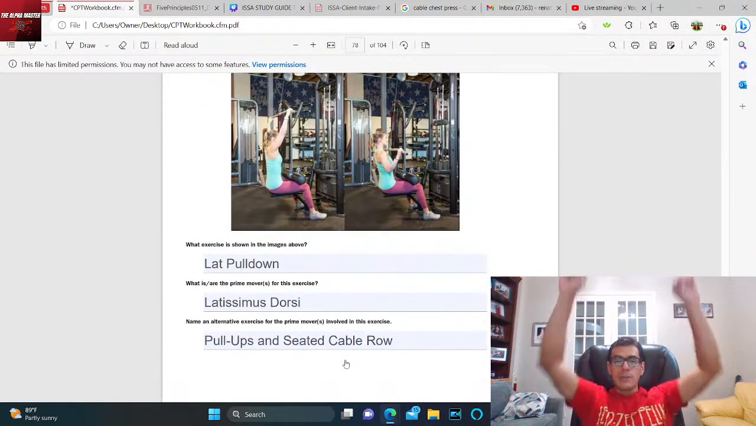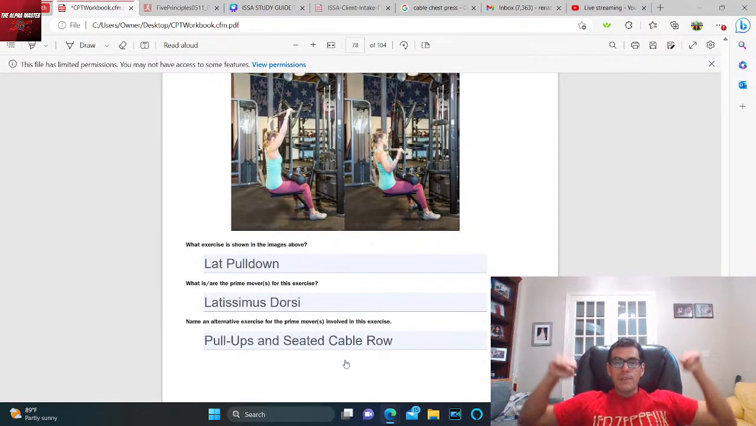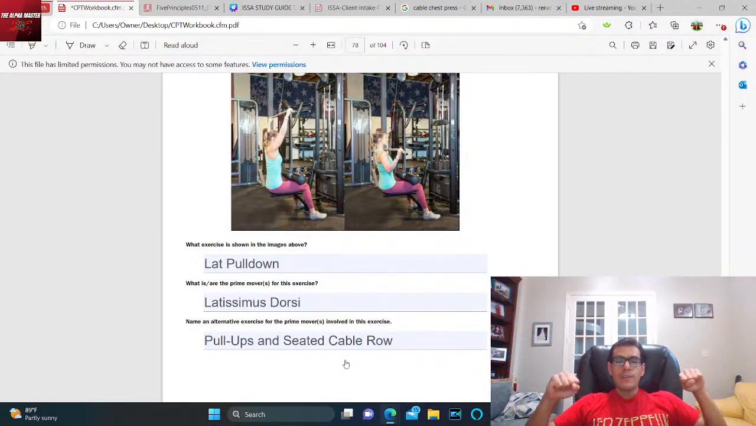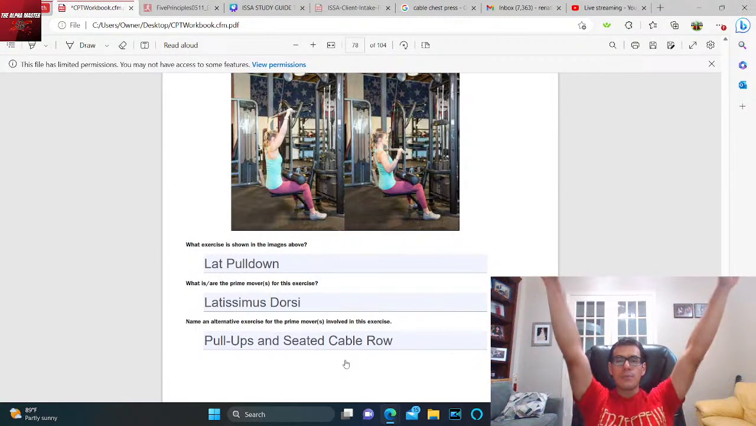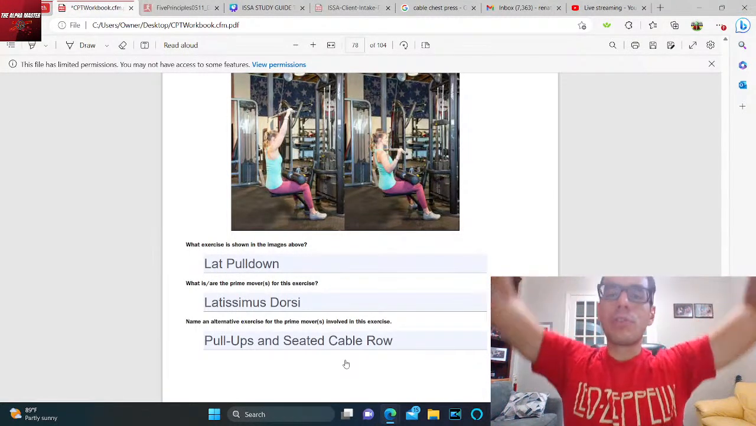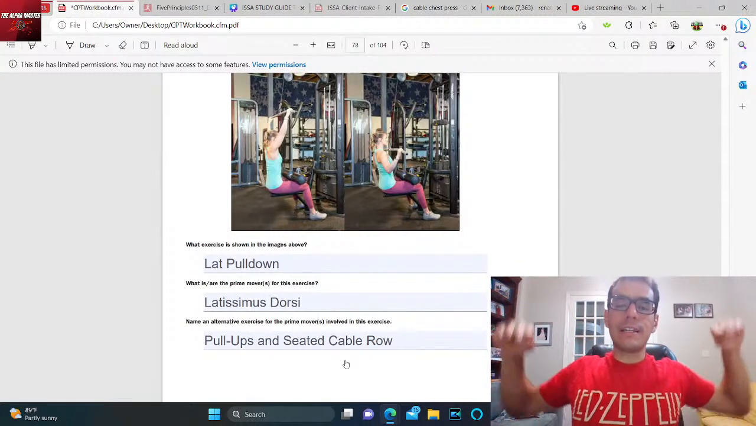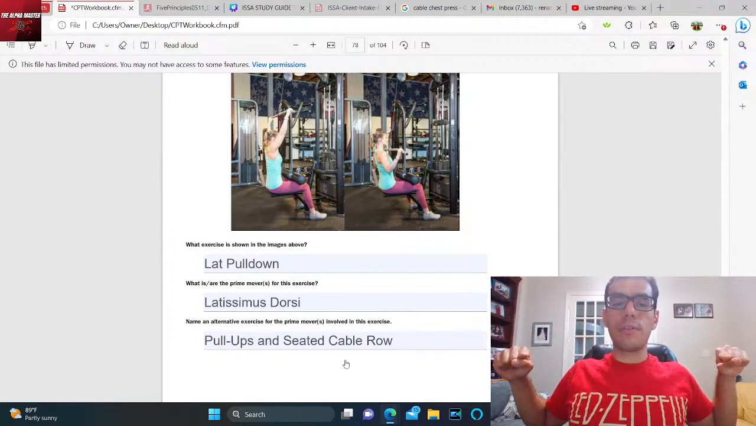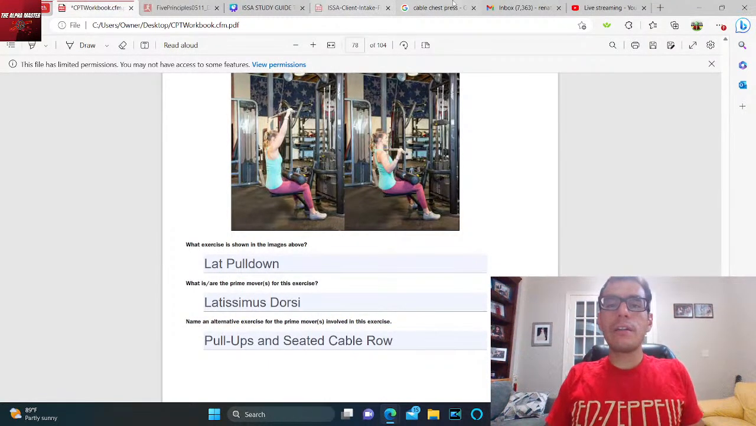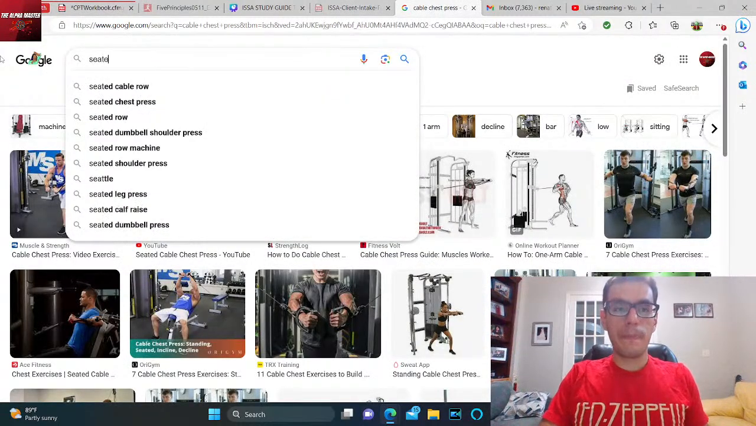Now, the exercise shown in the images above is going to be the lateral pull-down. The prime mover for this exercise is going to be the latissimus dorsi. Alternative exercises for the prime movers involved in this exercise are going to be the pull-ups and the seated cable rows.